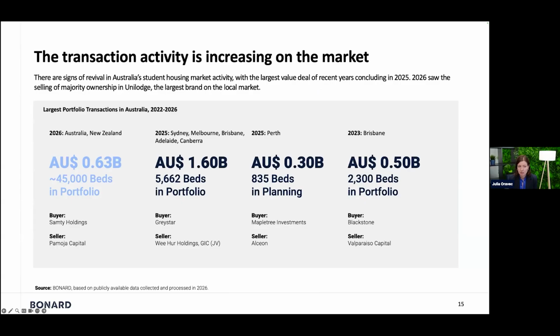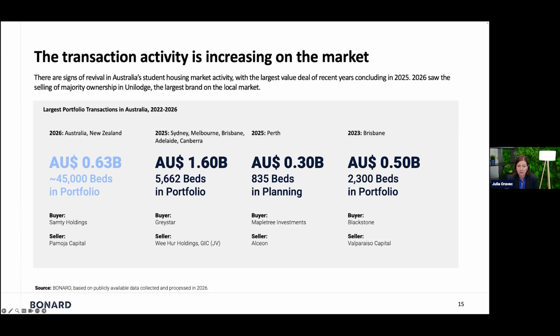The transaction activity is speeding up, all at an upbeat trajectory and trend. These are all the signs of the revived student housing market activity that was maybe a bit slower during COVID. Signature transactions you see here on the screen, starting from, let's say, 2023, where Blackstone acquired the Brisbane-based student housing platform Student One. We've just seen it on the pie chart for the existing student housing offer.